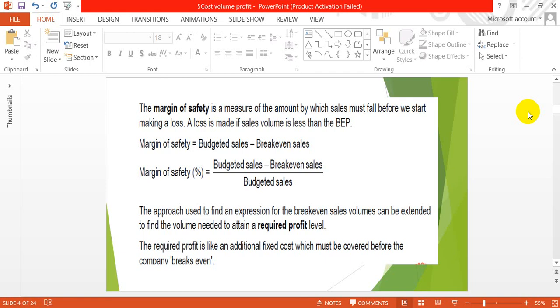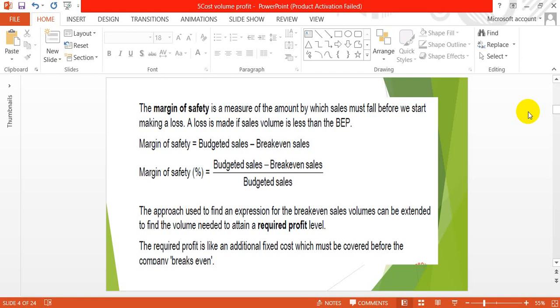So we use the margin of safety, which is given by the formula budgeted sales minus break-even sales. We could also compute this as a percentage, which will be given as budgeted sales minus break-even sales divided by budgeted sales.